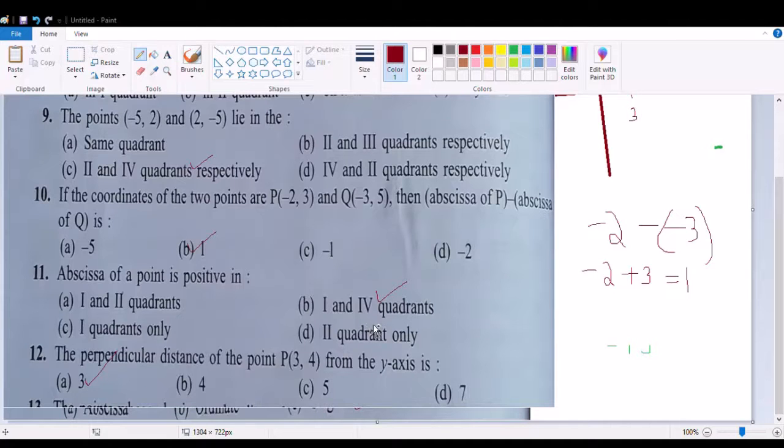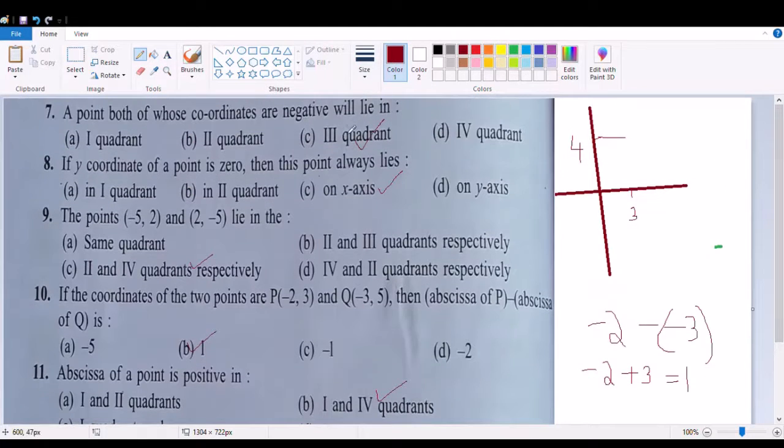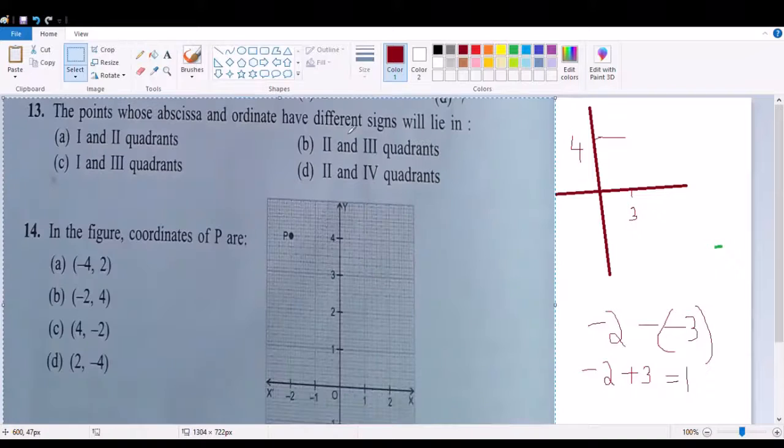Next question is very simple one. The points whose abscissa and ordinate have different sign. Different sign you already know, is it? Different sign means what? One is positive and one is negative. So either it comes on this quadrant, that is second quadrant, or it comes on fourth quadrant. So the answer is second and fourth. Either the second quadrant or the fourth quadrant is our answer.